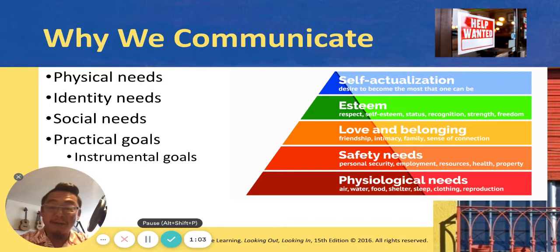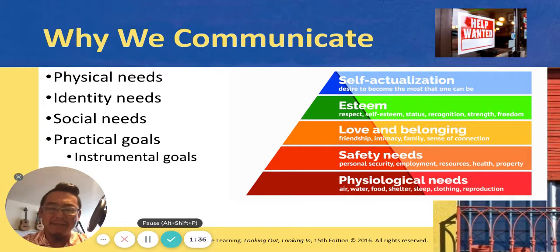Read the book, of course. There are so many good examples in there and a lot of detail, but this is my way to bridge it to what we're doing. Physical needs: think about when you go to a doctor or the dentist and they're in your mouth and you can't tell them how much it hurts. What do they ask you to do? They ask you to put up a finger: 10, 7, 8. So we have to communicate for our physical needs, whether it's food, we're hurt, defending ourselves, whatever it is. Identity needs, social needs, practical goals. Go and look these up more, but they all make sense.